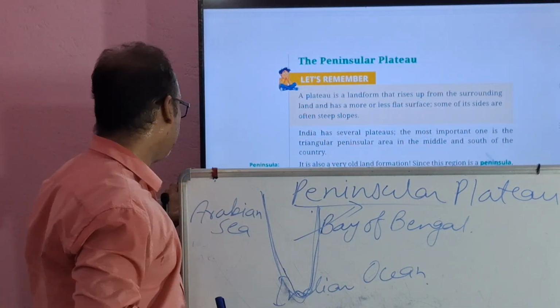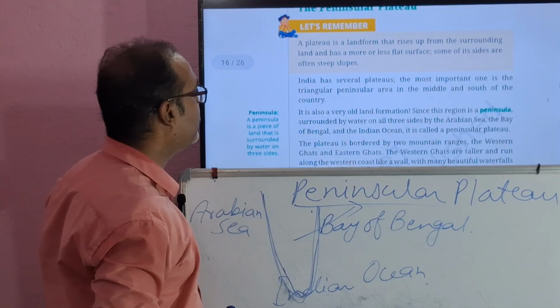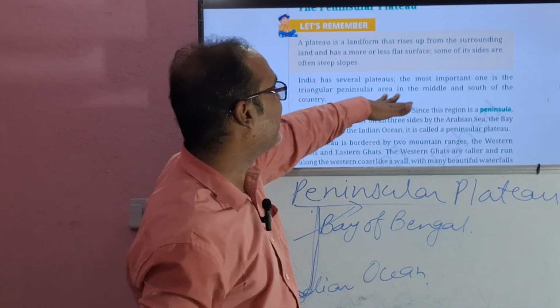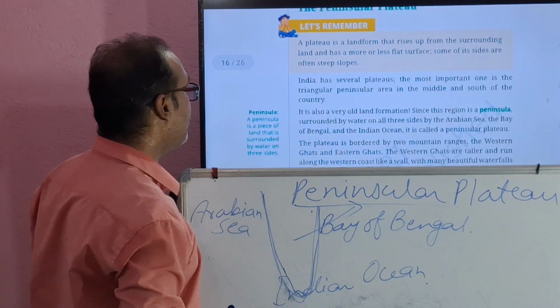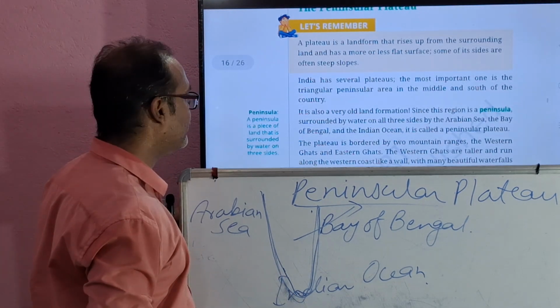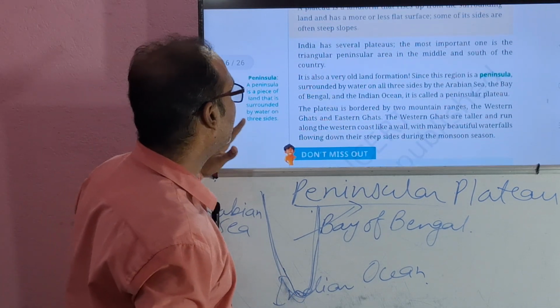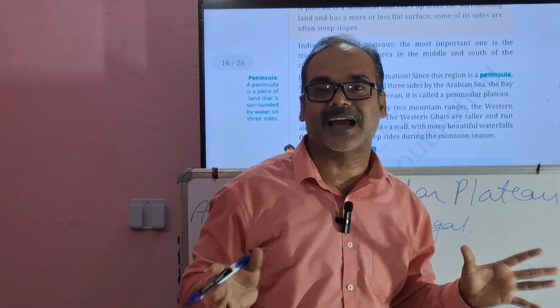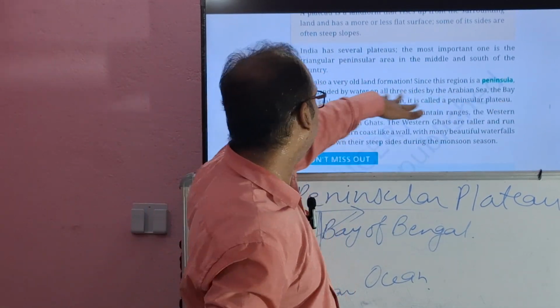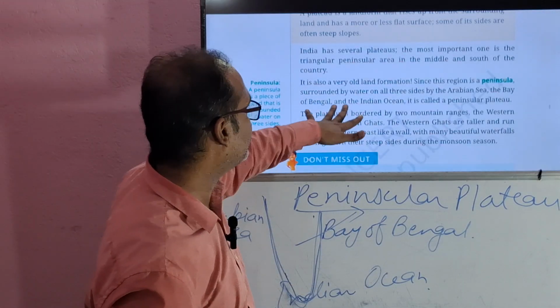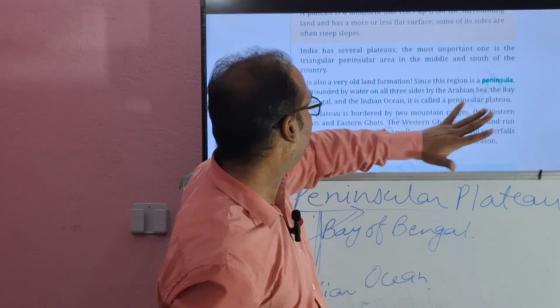Now India has several plateaus. The most important one is the triangular peninsular area in the middle and the south of the country. It is also a very old land formation. Since this region is a peninsula surrounded by water from all three sides, by the Arabian Sea, the Bay of Bengal, and the Indian Ocean, it is called Peninsula Plateau.